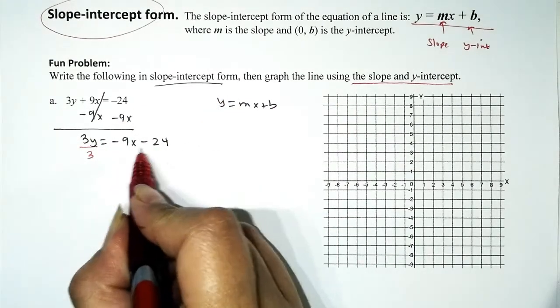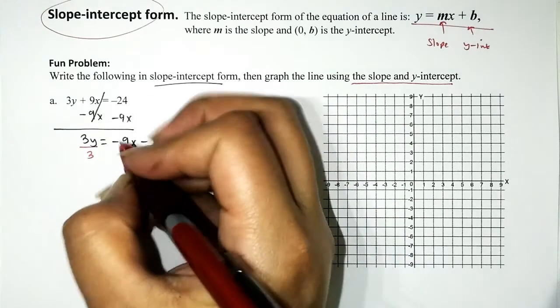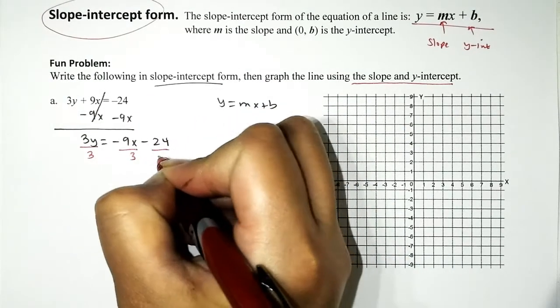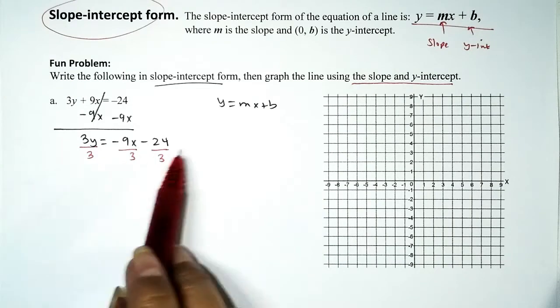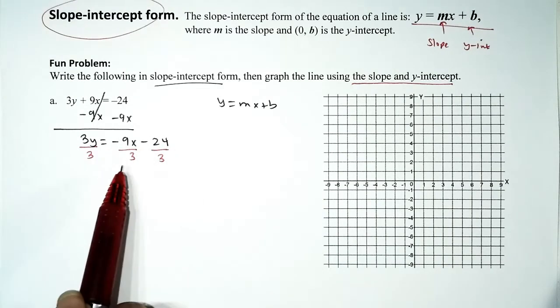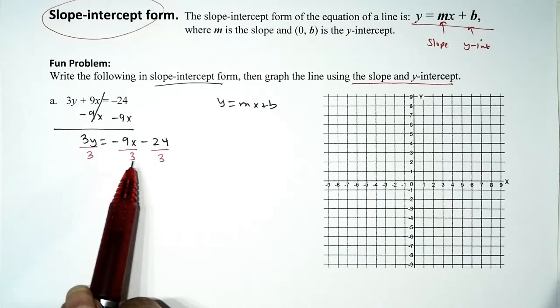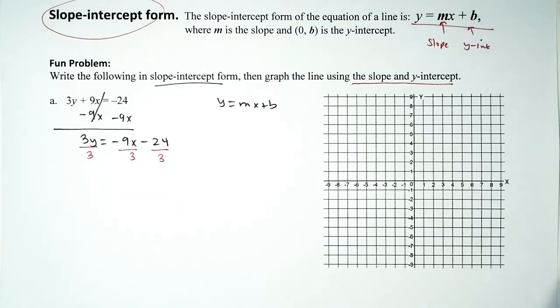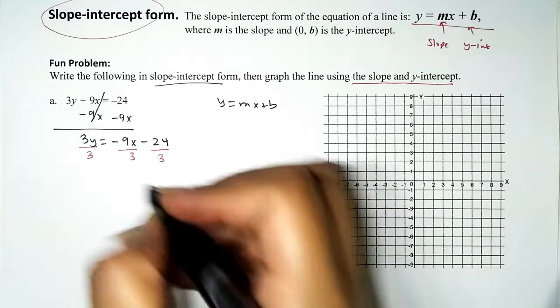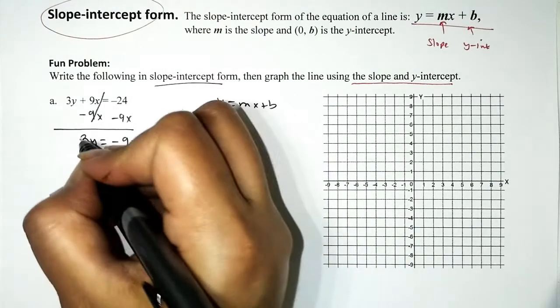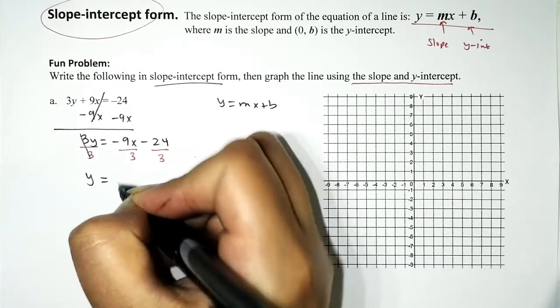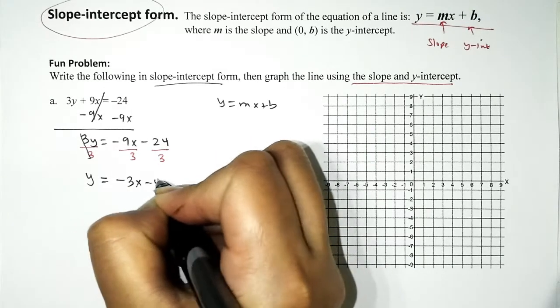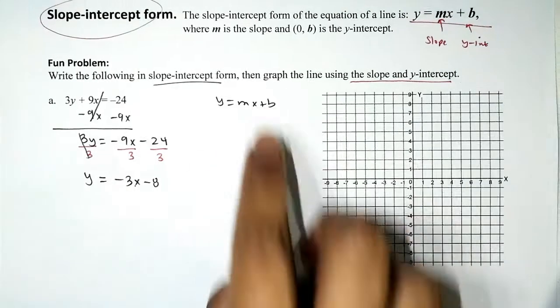And again, I discourage the long fraction bar, but if you want to use the long fraction bar, go for it. Just make sure you actually divide both terms by 3. But if you divide both sides by 3 by dividing each term explicitly like this, then you're not going to make careless mistakes. So when we simplify, the 3's cancel out and that will leave us with y equals negative 3x minus 8. This is in slope-intercept form, so we're good.